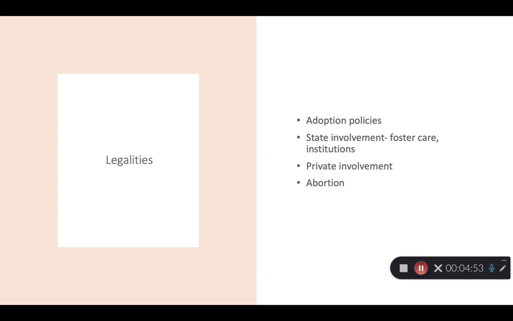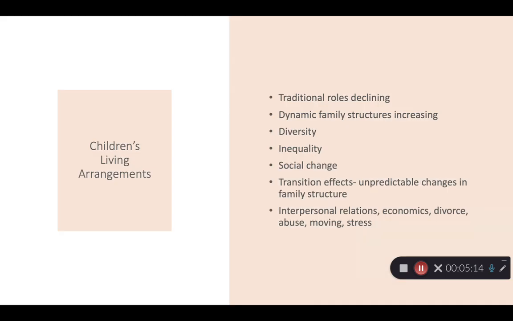And again, adoption policies, foster care. So there's a lot involved there. You also do have some private involvement when it comes to abortion and things along those lines, and also taking care of children and adoption policies. But the federal and the state and the local governments are highly involved in these over modern times. Again, children's living arrangements.